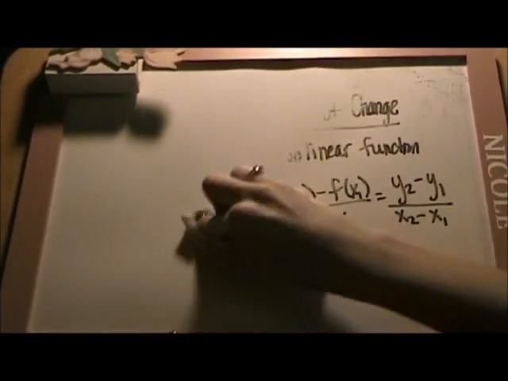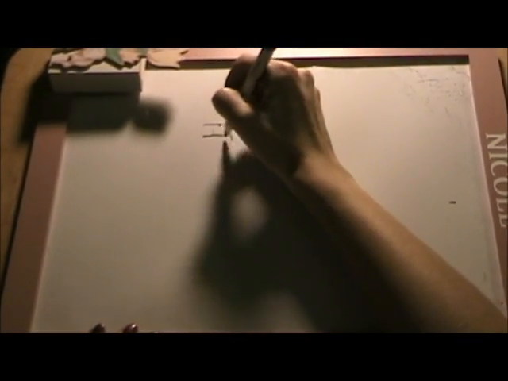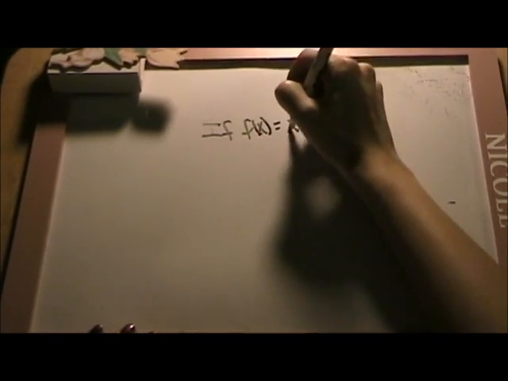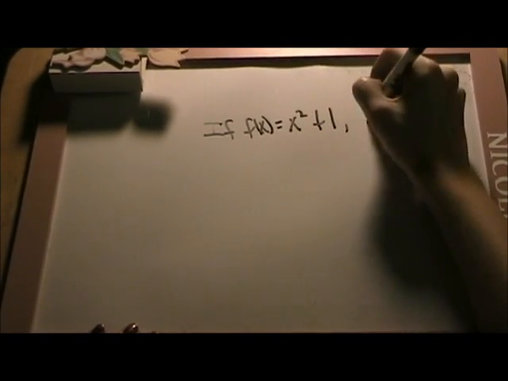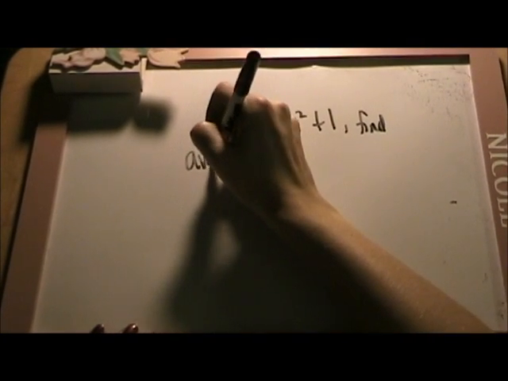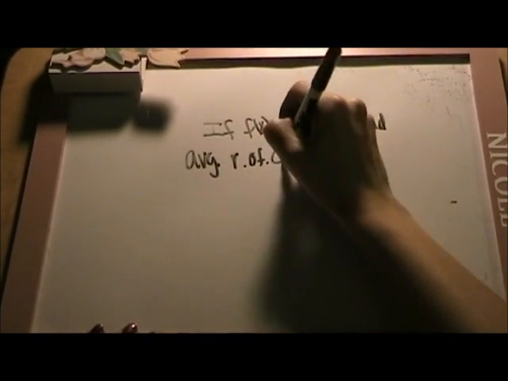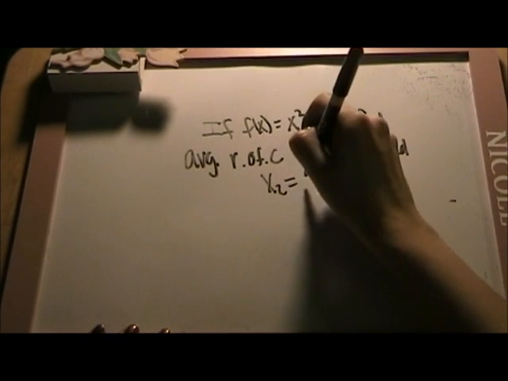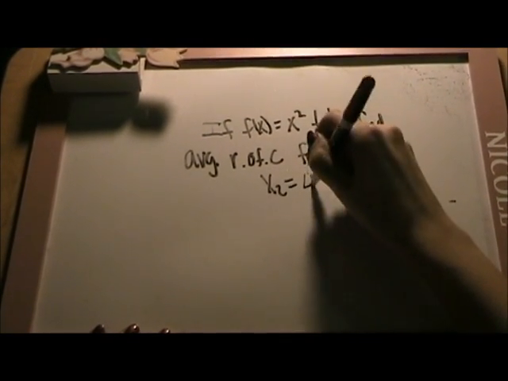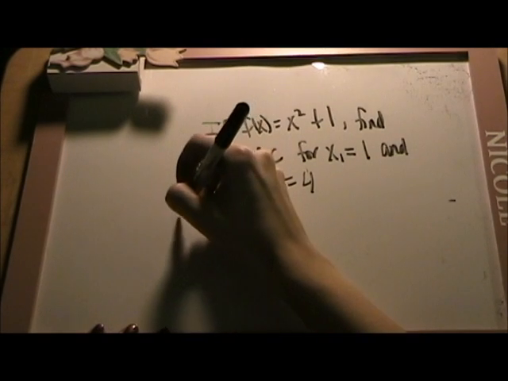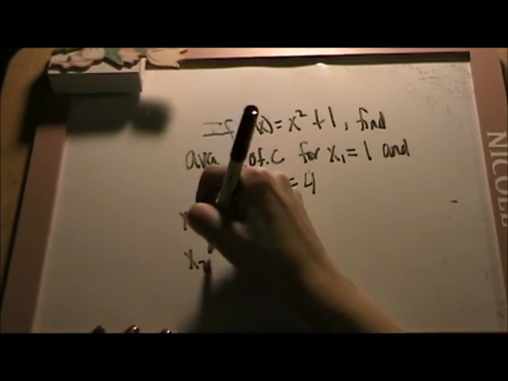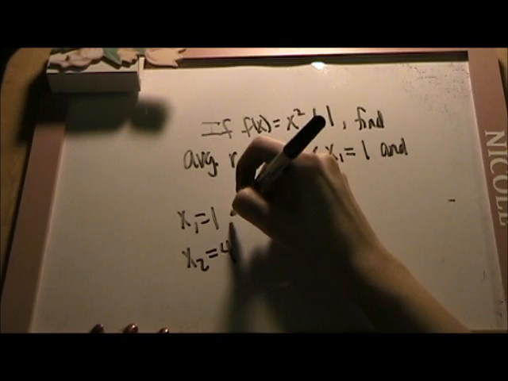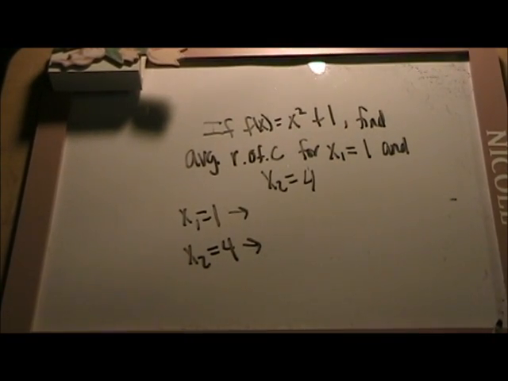So example, if f of x equals x squared plus 1, find average rate of change for x1 equaling 1 and x2 equaling 4. So here it already tells you what x1 equals and what x2 equals. So now we just have to find what y1 and y2 equals.